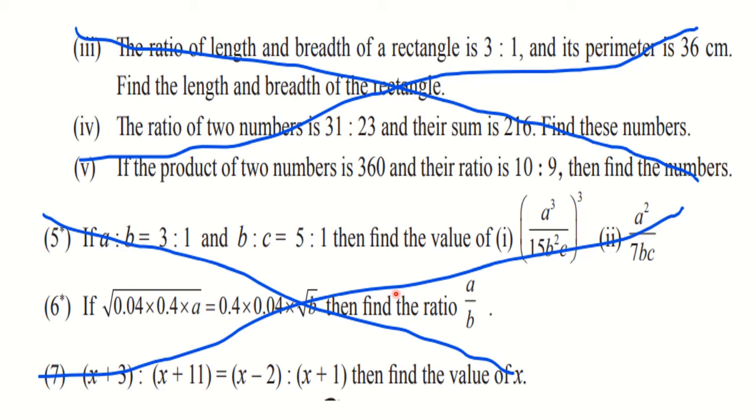Then after this, sub question numbers 3, 4, 5 from question number 4 and main question numbers 5, 6 and 7 are cancelled. So take a note of this. They are not going to come for evaluation.